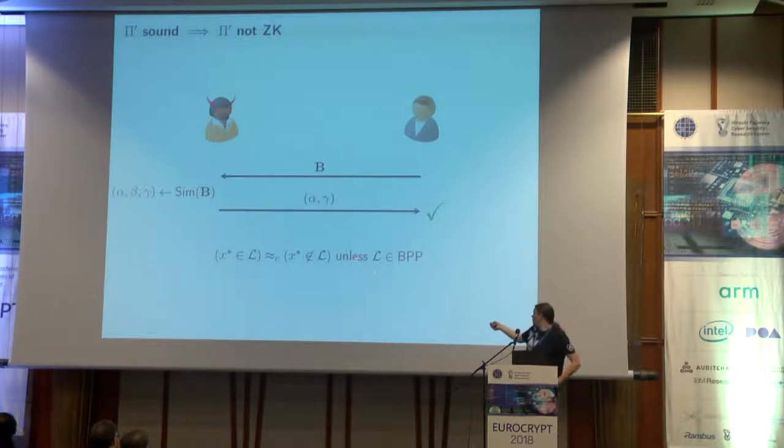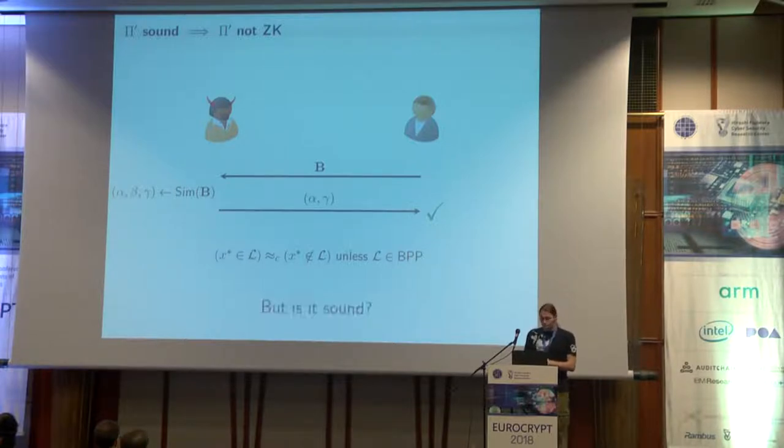However, if the language is not in BPP, if this would change, so once we have an X that's not in the language and the behavior of the verifier would change, this would mean that we can distinguish between elements in the language and elements not in the language, meaning that the language must be in BPP. And therefore, if pi prime is actually sound, this means that either the language is in BPP or the three-round protocol is not zero knowledge.